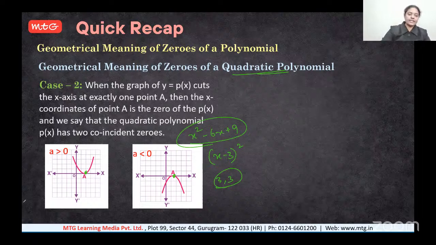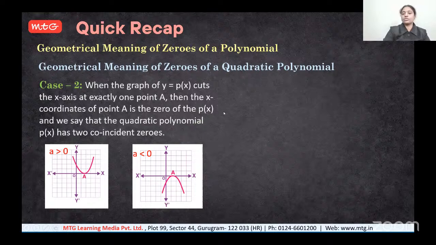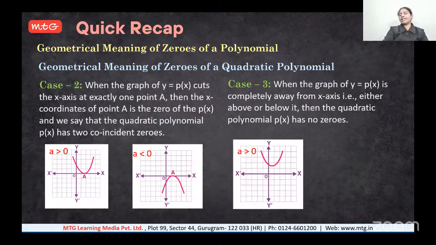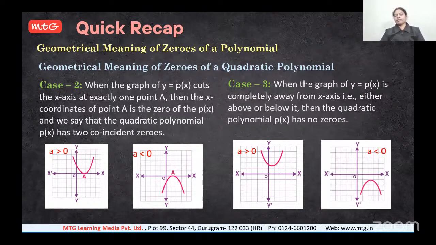And the last case is when a quadratic polynomial has no zeros. That is, it will not come in contact with the x-axis. In this case, we say there are no zeros. These also do happen.